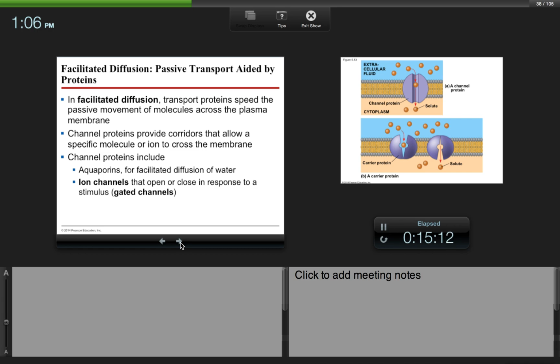Facilitated diffusion is a type of passive transport that's aided by proteins. In facilitated diffusion, transport proteins speed the passive movement of molecules across the plasma membrane. Channel proteins provide corridors that allow a specific molecule or ion to cross the membrane. Channel proteins include aquaporins, which facilitate the diffusion of water, and ion channels that open or close in response to a stimulus, gated channels. You saw these when we just talked about the nervous system.